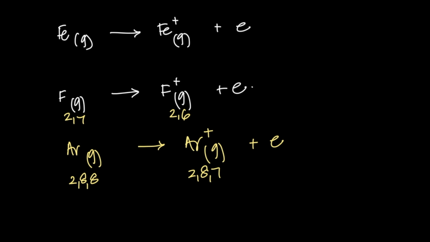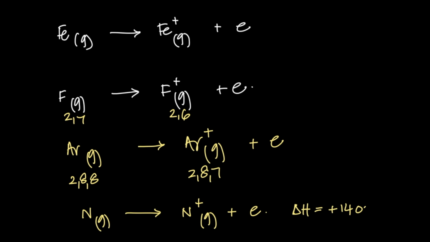What about nitrogen? It's got 7 electrons, 5 in the outermost shell. Nitrogen, just to give another example, this equation will represent the first ionization energy of nitrogen. And all of these are going to be endothermic. Nitrogen's is about 1400 kilojoules per mole. If you remember, oxygen's was about 1300. Fluorine's is going to be about 1500, 1600.